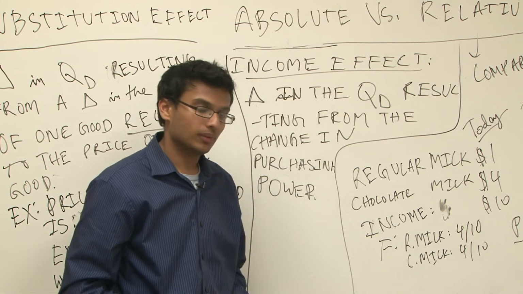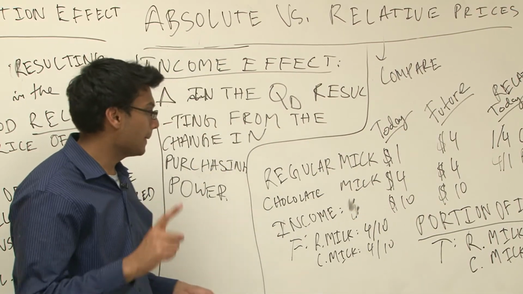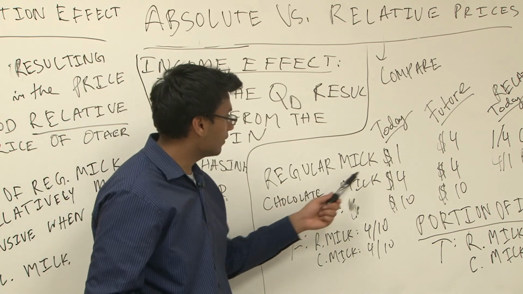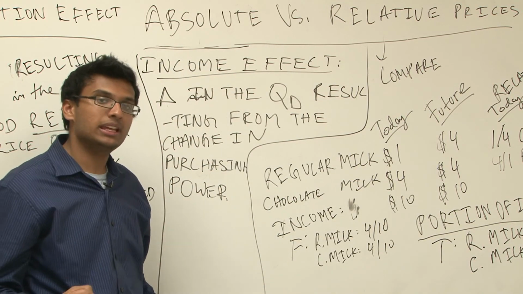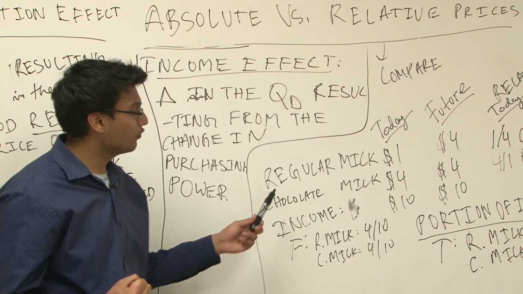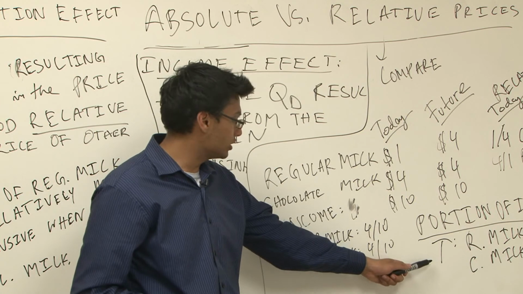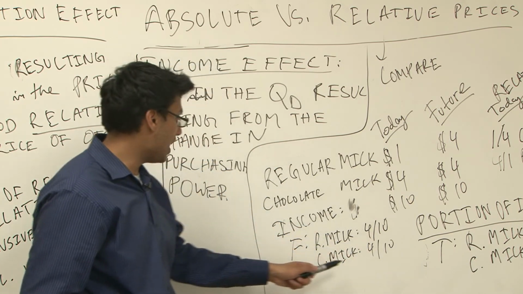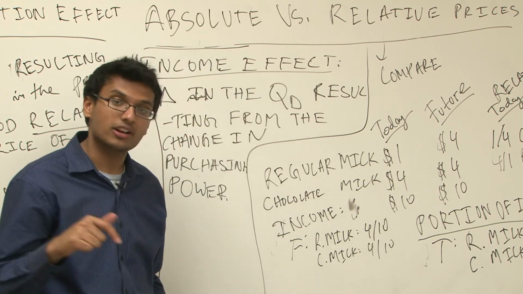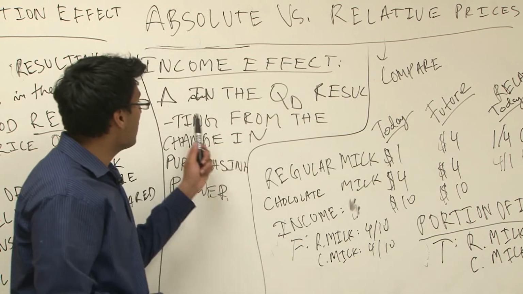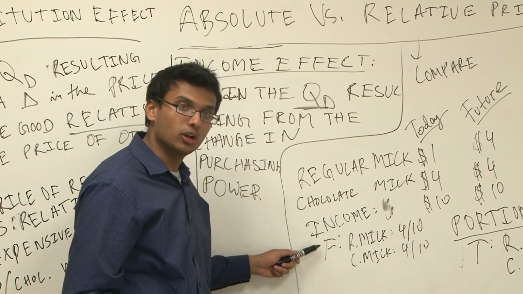So what are they saying? Well, here's the deal. Our income stayed the same, from $10 to $10. It didn't change. But regular milk became more expensive. It went from 1 to 4. So relatively speaking, our purchasing power for regular milk has gone down. Does everyone see that? I'm going to say that again. Before, regular milk only took up 1/10 of our income. Now it takes 4/10 of our income. So relatively speaking, our purchasing power for regular milk has gone down. As a result, the quantity demanded for our good, regular milk, is going to go down.